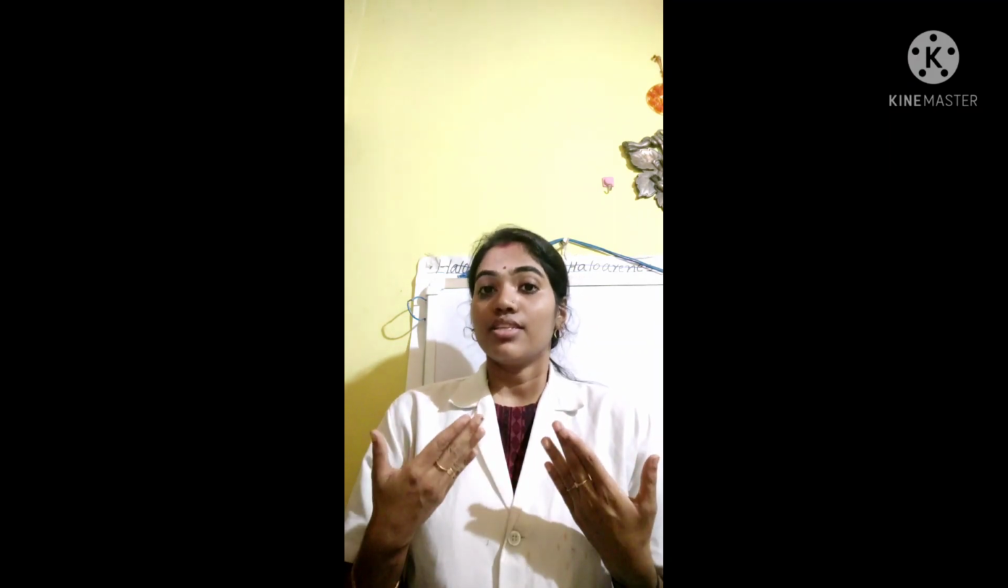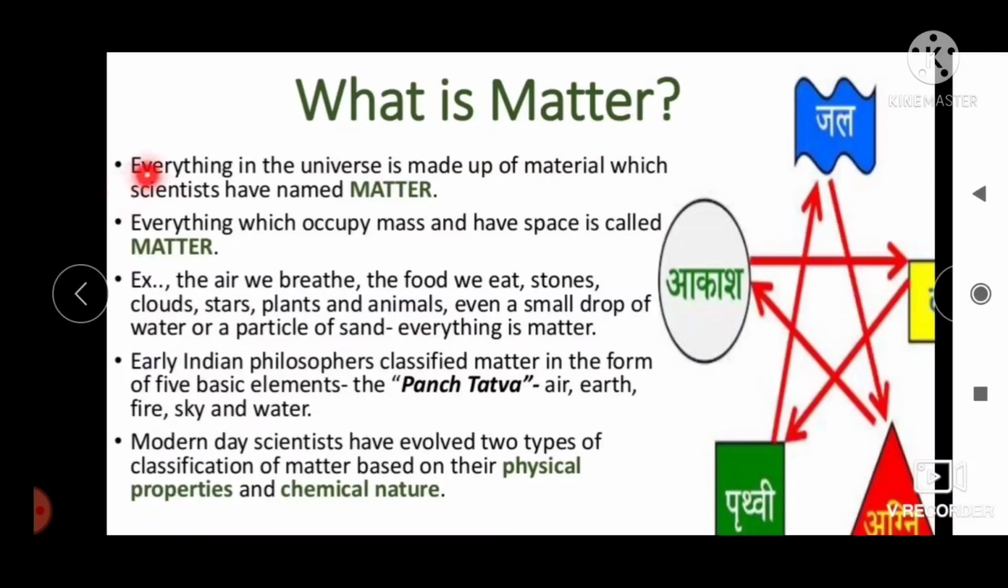If you look around you, you can see a variety of things with different shapes, sizes, textures, etc. Everything in this universe is made up of a material, and scientists call it matter. The food we eat, the air we breathe, the soil, animals, plants, all are made up of matter. Then what is matter? Matter is everything around us. Everything in the universe is made up of material, which scientists have named matter.